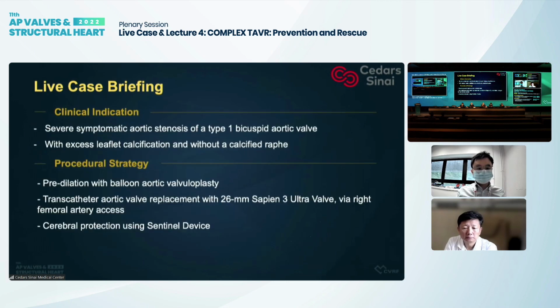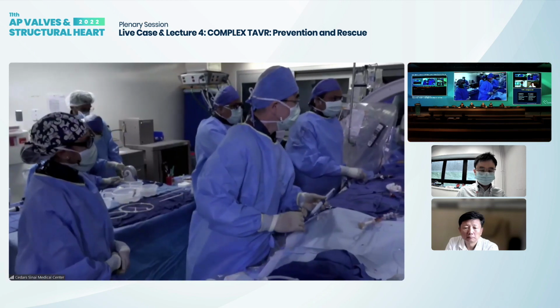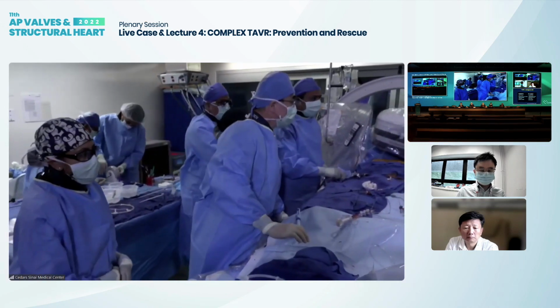Next slide. So in summary, we have a 76-year-old gentleman with severe symptomatic aortic stenosis of a type 1 bicuspid aortic valve with excess leaflet calcification without a calcified raphe. Our procedural strategy is to pre-dilate the aortic valve and then perform a TAVR with a 26 millimeter SAPIEN 3 Ultra valve via right femoral arterial access, and we plan to use cerebral protection using the Sentinel device. Thank you. All right. Thank you, Shilpa.